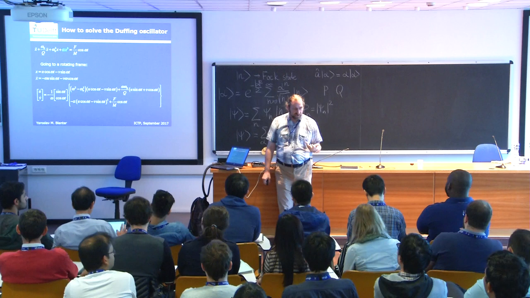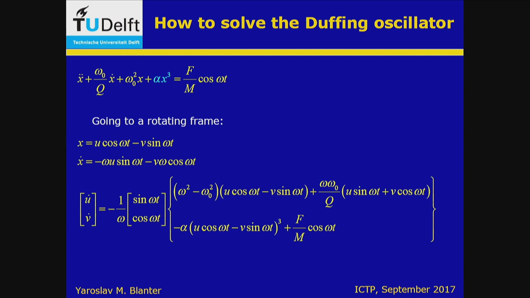Now, if we do that, we get those equations for u and v. So u dot and v dot are equal to that. And that's exact. That's an exact transformation. I didn't do any approximations. Now, we need to do approximations because we cannot solve this exactly.